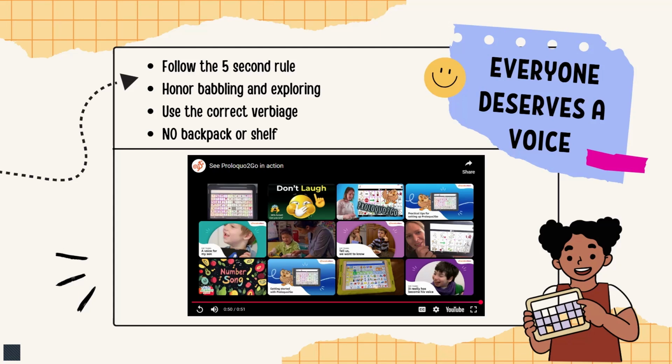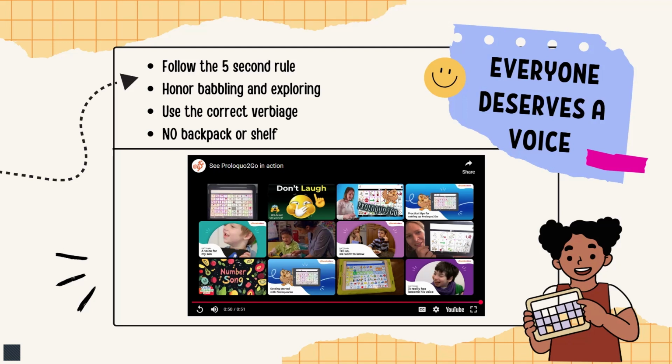For instance, a student might spam the word cookie, and instead of ignoring them, we're going to respond, "Oh, I'm sorry, friend, we can't have a cookie right now." Or, "Oh, I like cookies too. They're really great." Being able to show them that their words have meaning.